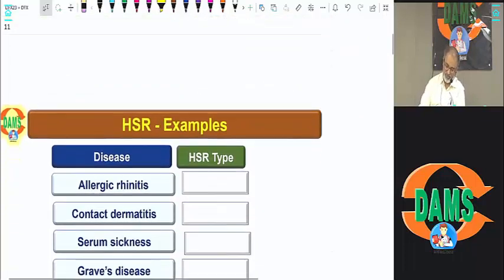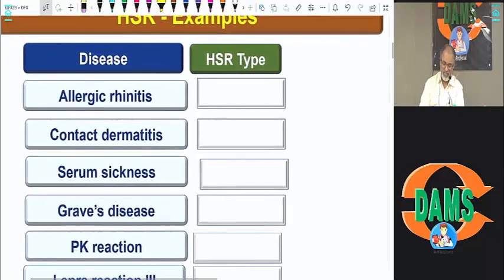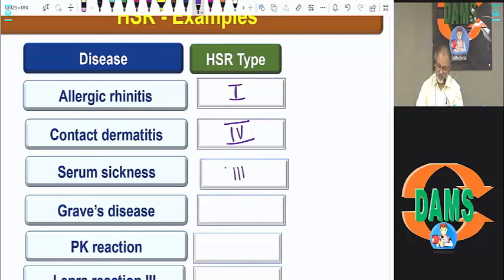Next is hypersensitivity. 100% we may get a question on examples of hypersensitivity. Okay, allergic rhinitis, allergy, type 1. Everybody happily answering, huh? Yes, I pray this question should come. Okay, right. Contact dermatitis, type 4. If you already studied, it comes like a revision. Type 4. Serum sickness, type 3. Arthus reaction, serum sickness, type 3.